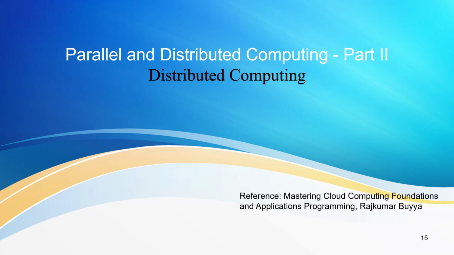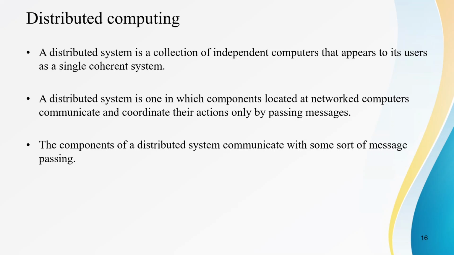Here we are going to see distributed computing. In the previous lecture we had seen how parallel computing works, and in this lecture we are going to see what distributed computing has in store. So firstly, understanding distributed computing. A distributed system is a collection of independent computers that appears to its users as a single coherent system. So ultimately it will be acting as a single coherent system.